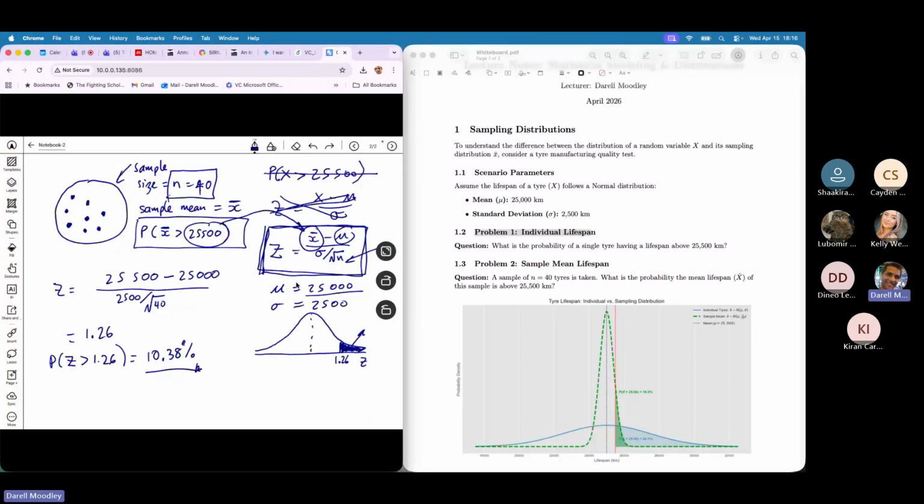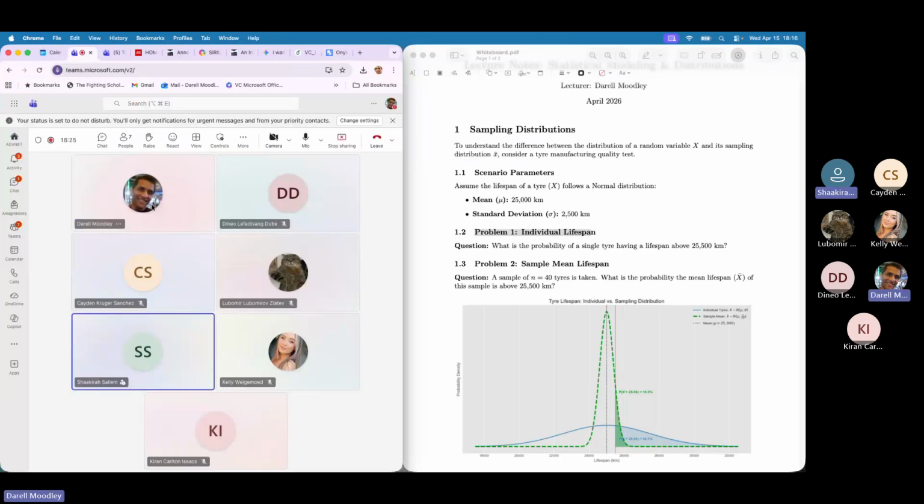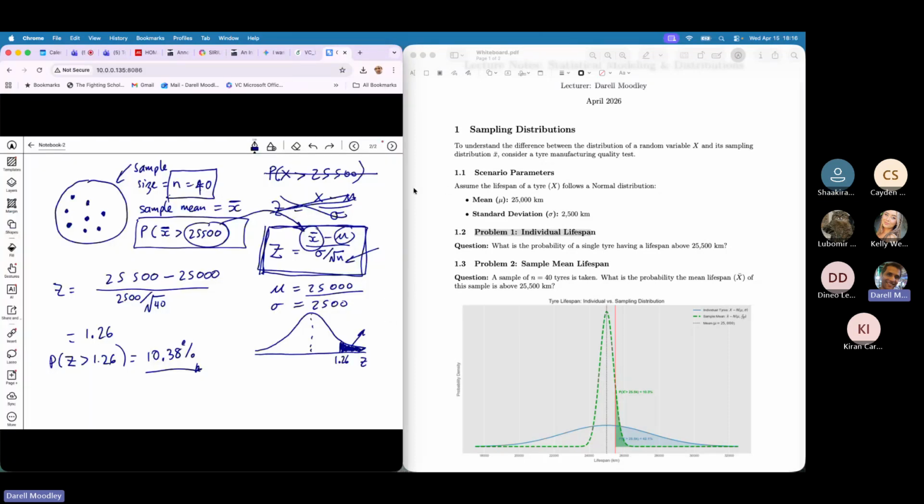Are there any questions here on this so far before I move on? Hi, sir. In the exam, will they always give you the standard deviation and the mean? Yes. Okay, that's all I wanted to know. Thank you. No problem. So don't stress about that.